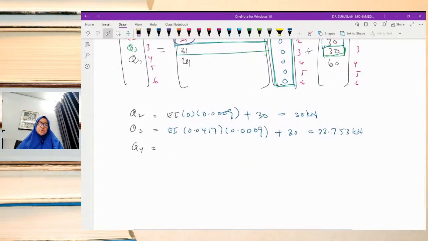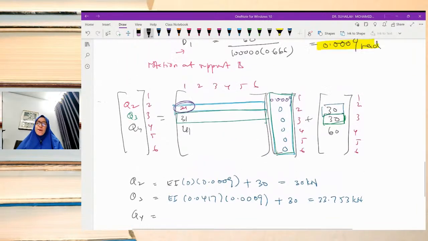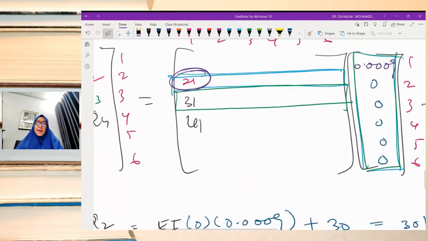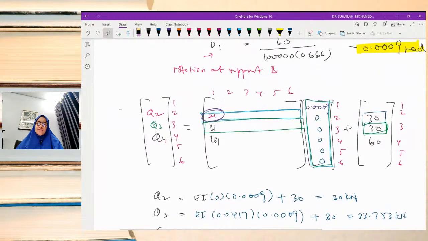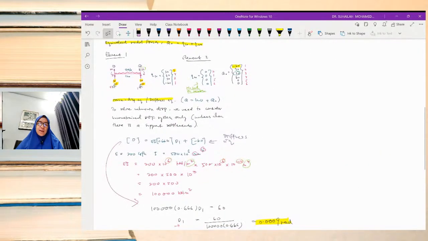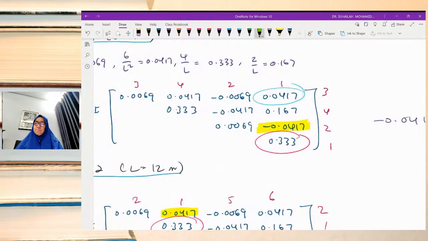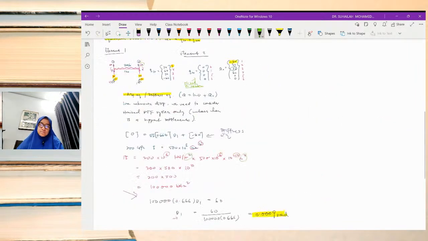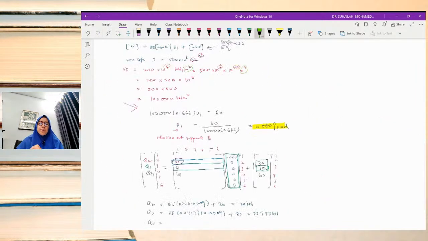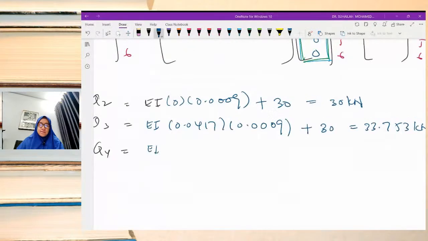Okay, that means we have to find the value at position 4,1. At position 4,1, find the value from K1 and K2. 4,1 we can find in K1. 4,1 is 0.167.